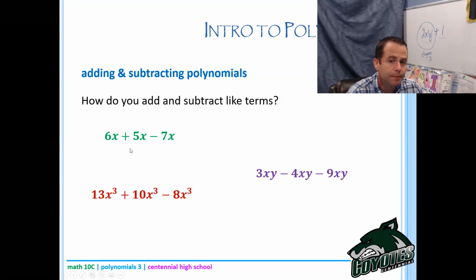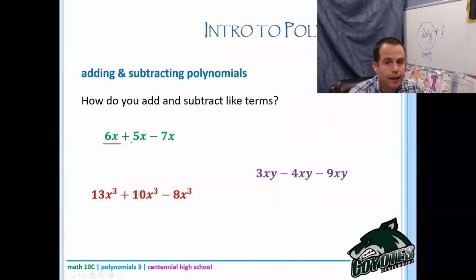So how do we do that? Well, think of your x here as just an apple, okay? So I've got 6 apples and I add 5 apples and then I take away 7 apples, okay? Well, what happens? If I have 6 apples and I have 5 apples, that's 11 apples. If I take away 7 apples, I'm going to have 4 apples. The point I'm trying to make with apples is you don't touch the x. The x doesn't change, it doesn't become a square, or it doesn't disappear. An apple is an apple.